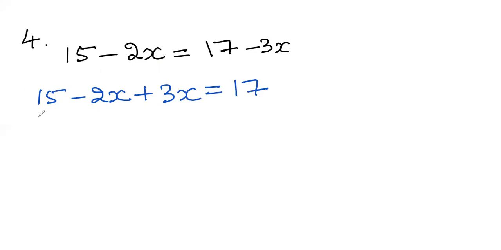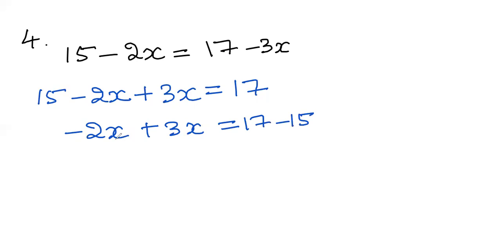What we have to do is remove 15 from the left hand side. Rather, we have to move this 15 to the right hand side. So because 15 is being added, when it goes on the other side, it becomes subtraction. So minus 2x plus 3x is x equal to 17 take away 15 is 2. So this will be the answer.